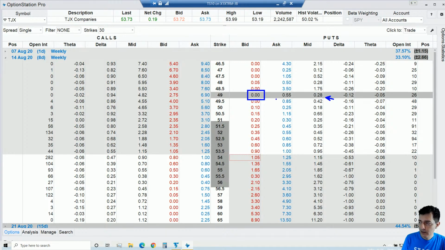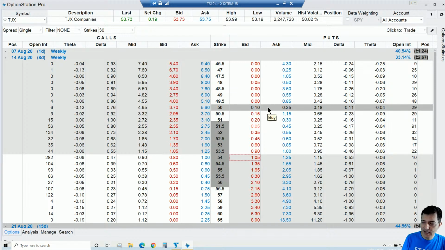There are only 26 contracts that executed. That may be okay as long as you have a bid, but right now we don't have a bid, and it's not only that strike. Multiple strikes got zero bid. So this is representing a very problematic lack of liquidity at those price levels, and we don't want to be exposed to that problem.